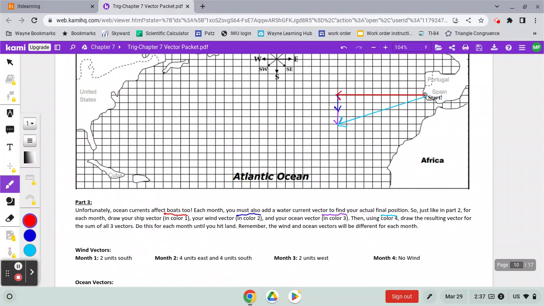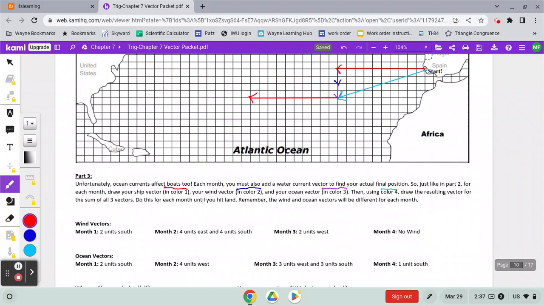So month 2, once again, remember to start with 10 units left. So 1, 2, 3, 4, 5, 6, 7, 8, 9, 10. Okay, then we need to map our wind, which is 4 units east and 4 units south. So 1, 2, 3, 4, down 1, 2, 3, 4. And then the final one is the ocean vector, which here is 4 units west. So that's going to go 1, 2, 3, 4.